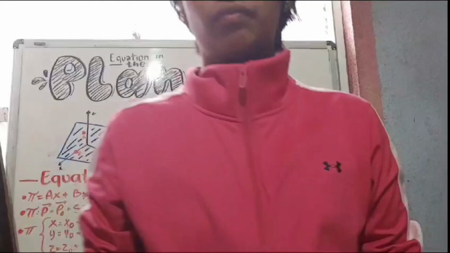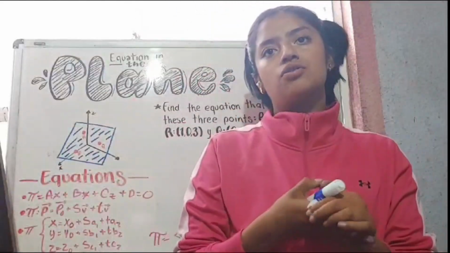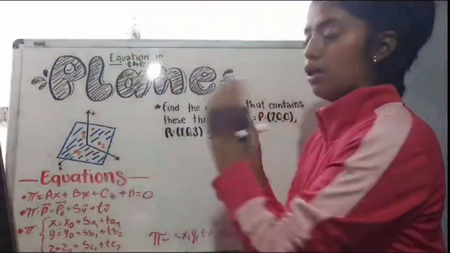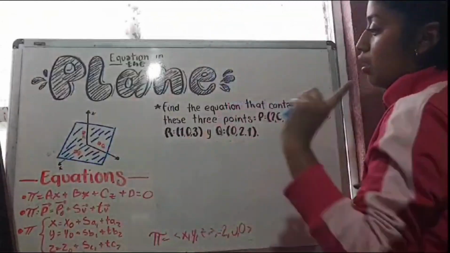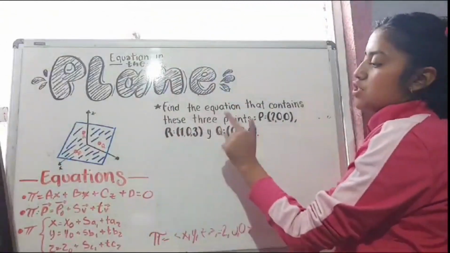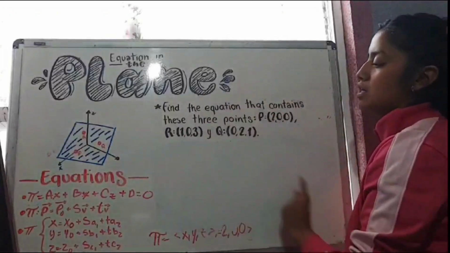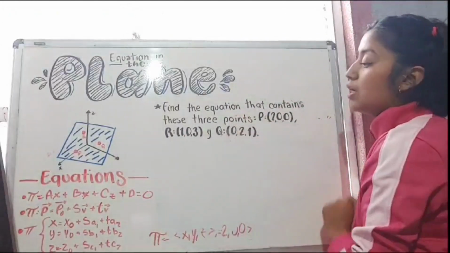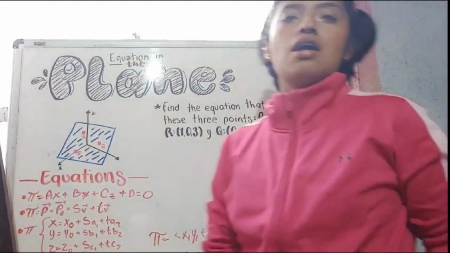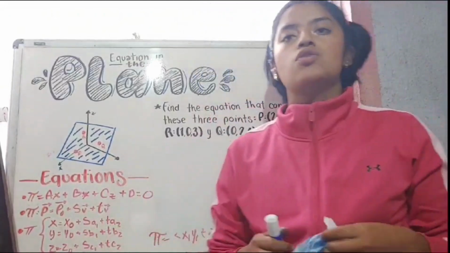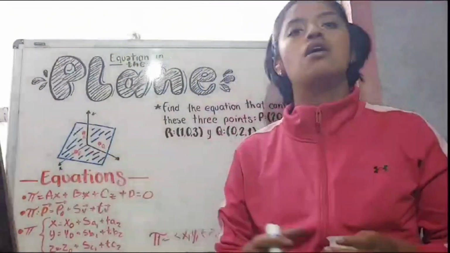Hello, today we will talk about the plane. Hello everyone, today we are going to learn how to find the equation of the plane. In exercise number 1, find the equation that contains these three points: P is 2, 0, 2, R is 1, 0, 3, and Q is 0, 2, 1.